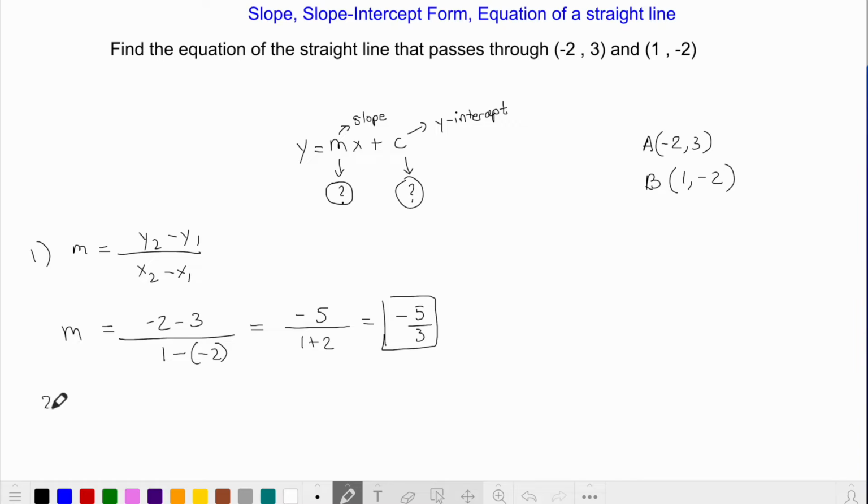Now we can find the y-intercept using either of these points and the value of the slope that we just found. The next step is y equals mx plus c, and for m we are going to use -5/3, and let's use the first point, (-2, 3). So -2 is the x value and 3 is the y value, plus c.